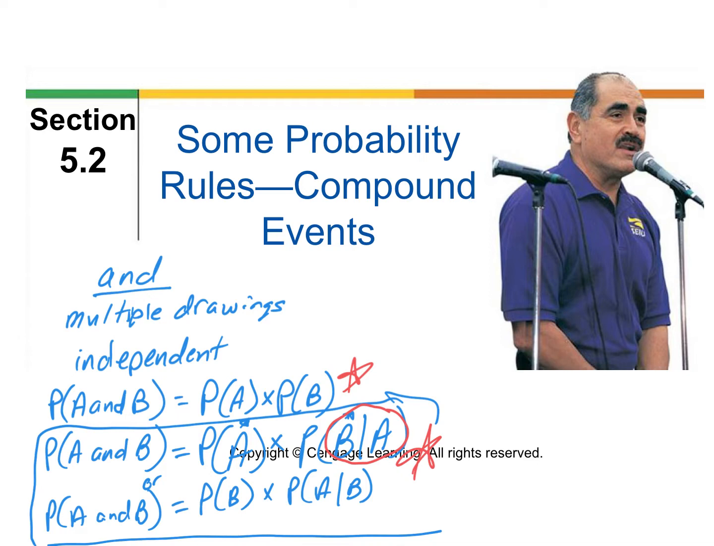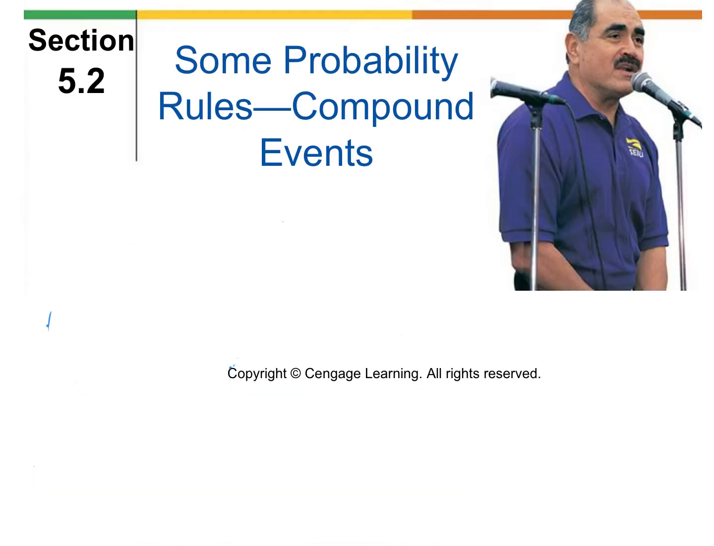Let's look at or. I'm going to do the exact same thing for or. Now let's talk about or. Or, ladies and gentlemen, is when we're dealing with only one drawing. Only one thing is happening. You're choosing one marble out of a bag. You're choosing one card from a deck of cards. Okay? One.